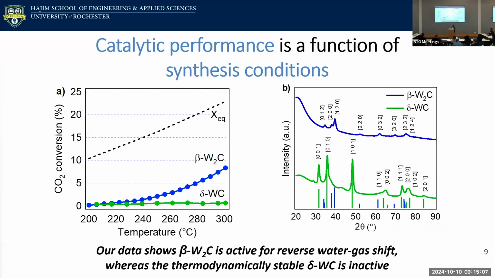And so then when we look at the performance, we would expect that this is also a function of the synthesis conditions and the reaction conditions. My group has done some work on tungsten carbide, and depending on how we synthesize the catalyst, so the carburization temperature and the chemical potential of carbon, we can control whether we make the beta phase of tungsten carbide or the delta phase, WC. Based on the synthesis conditions, that has a strong effect on the catalytic performance, with one of these phases being active and the other phase not being active.